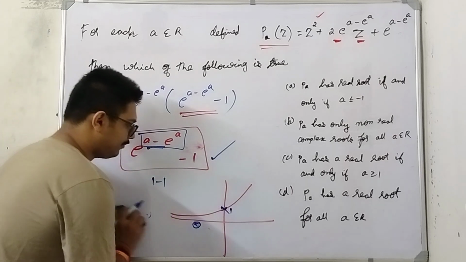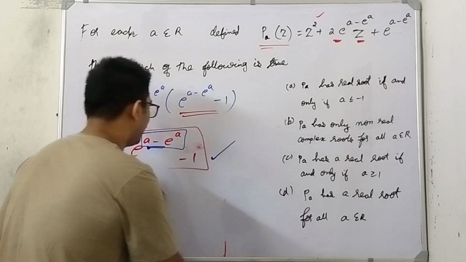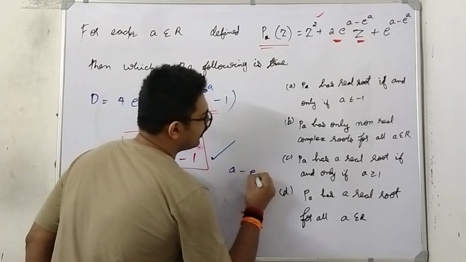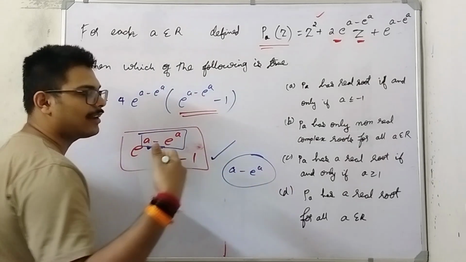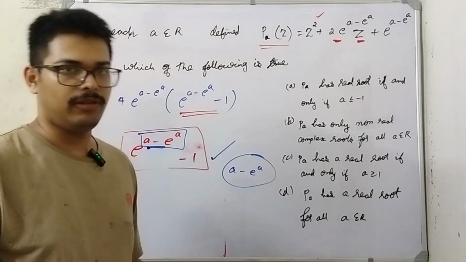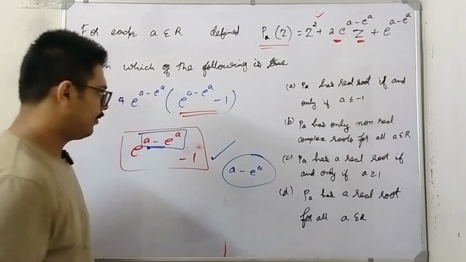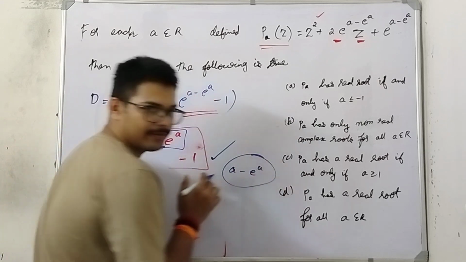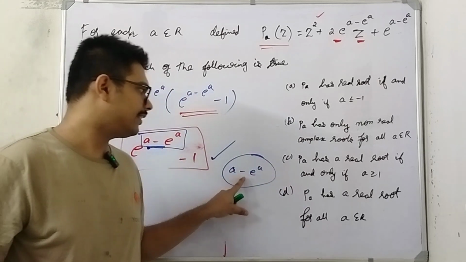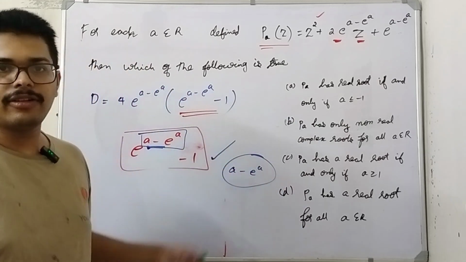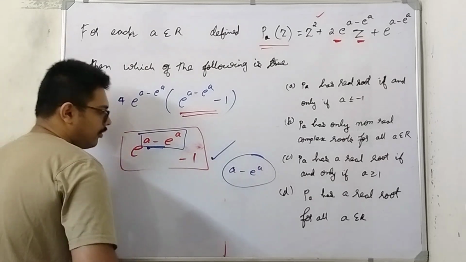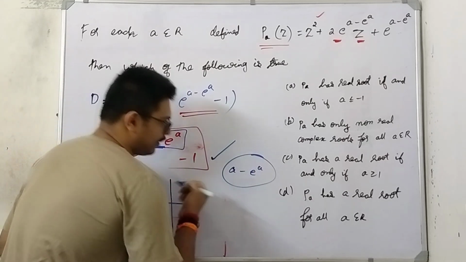Now we can check. For that we need to find whether a minus e raised to a, the power, is greater than 0, or less than 0, or positive, or equal to 0, which means this quantity. In order to compare these things, we need to draw a graph. Better to draw a graph. We can show it graphically.